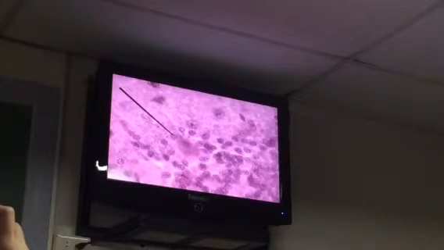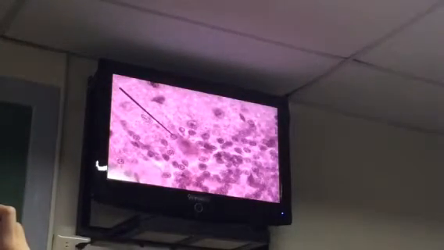So this is another Purkinje cell. And another one. Just a single layer of Purkinje cells. So this is the second layer. We call that again your Purkinje cell layer.